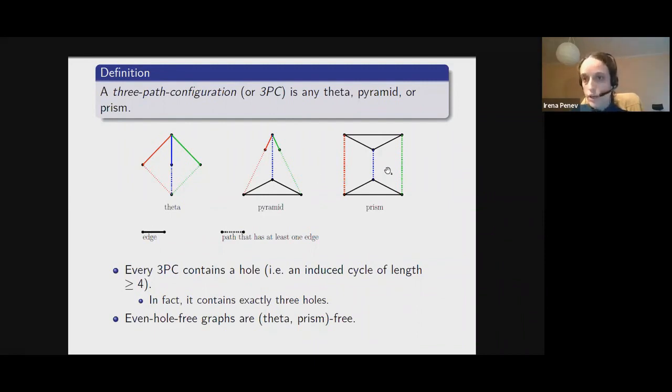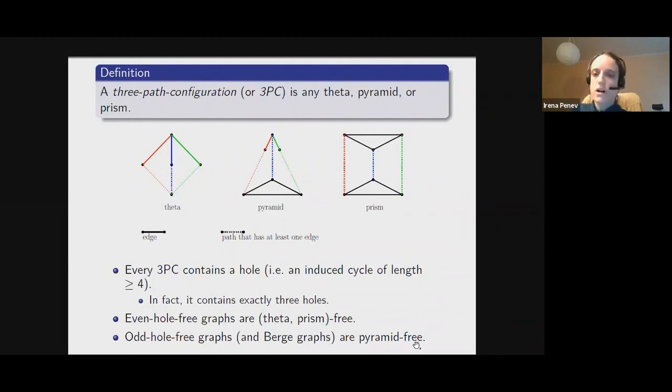And similar over here. On the other hand, odd hole free graphs are pyramid free. Why? Because in a pyramid, again, 2 of these colored paths are of the same parity, let's say this red and blue. Same parity plus same parity is even, plus this one edge, odd. So every pyramid has an odd hole, and consequently, odd hole free graphs are pyramid free. And if you happen to know what Berge graphs are, and if you don't, it doesn't matter, in particular, Berge graphs are pyramid free.